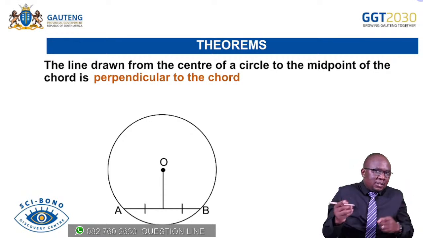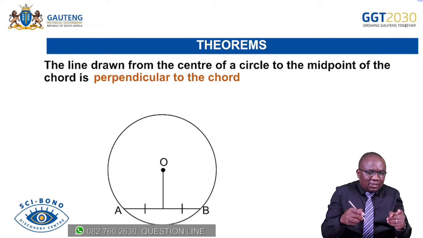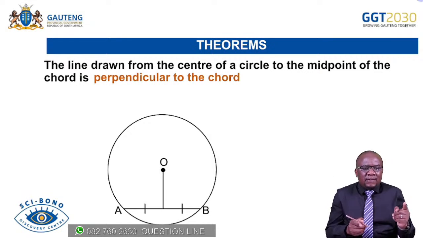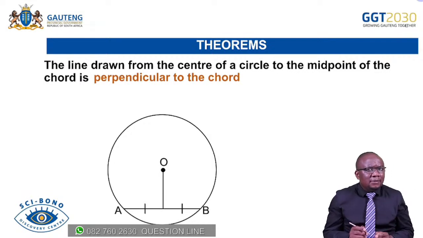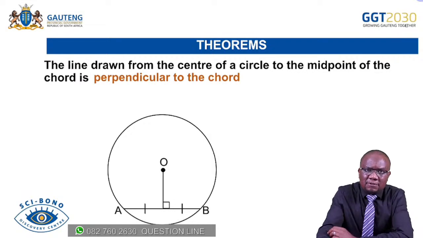The line drawn from the center perpendicular to the chord bisects the chord. The other way around, the line drawn from the center of the circle to the midpoint of the chord is perpendicular to the chord. Please remember that. Okay? And then we can prove that.